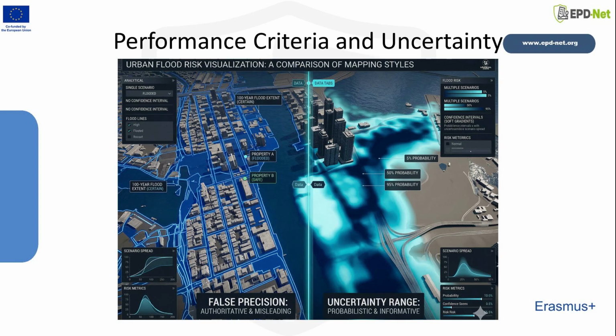Performance-based modeling requires discipline around uncertainty. Calibration means adjusting parameters so the model reproduces observed behavior, such as measured depths, extents, or flow records. Validation tests transferability by comparing model outputs to independent events or spatial evidence not used in calibration. Sensitivity analysis explores which assumptions drive results.